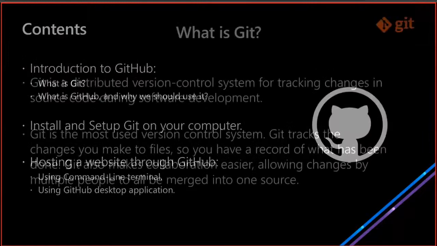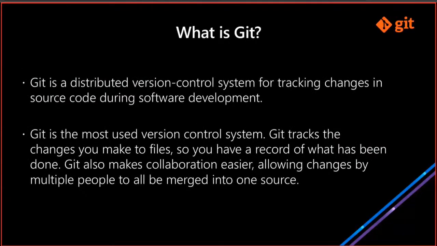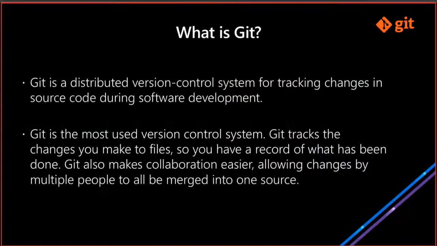Okay, so first of all, what is Git? Git is a distributed version control system for tracking changes in source code during software development. So whatever changes developers make in their code are going to be tracked by Git. A record of each and everything will be stored in Git. For example, if a code has been uploaded to my GitHub, or I have written a code and I make changes to it or update the code in future, everything is going to be in the record of Git. And Git is the most used version control system.